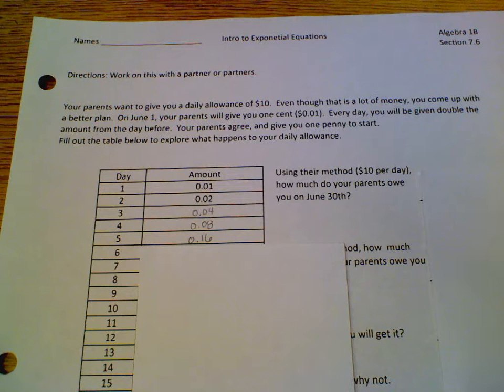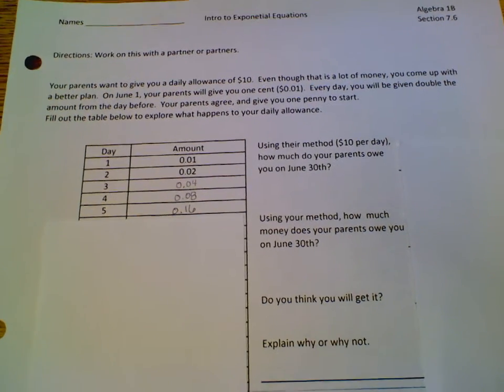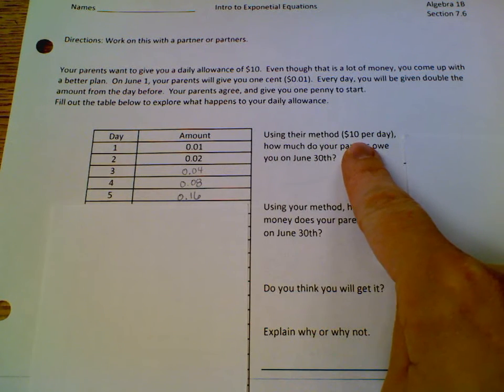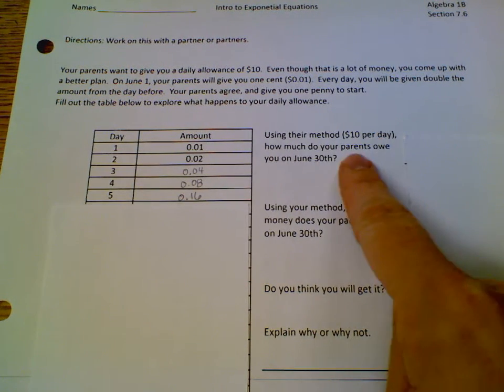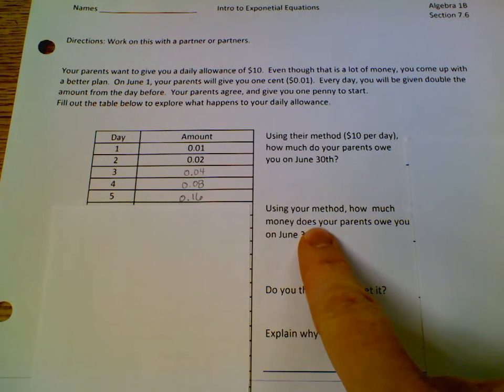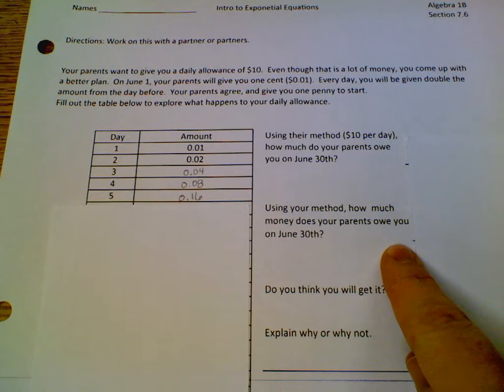What I want you to do is finish filling out this table with a partner, so find someone in the room to work with, and then you're going to answer these questions that you see over here on the side. So using your method, the one where you would get $10 per day, how much do your parents owe you? And then, using their method. But then if you used your method where they started with a penny and then you double it every day, how much do you end with?